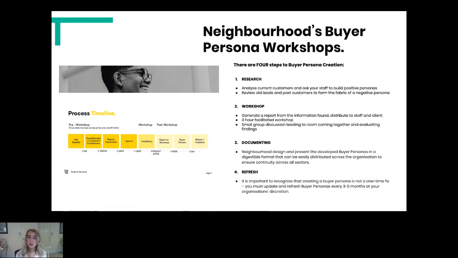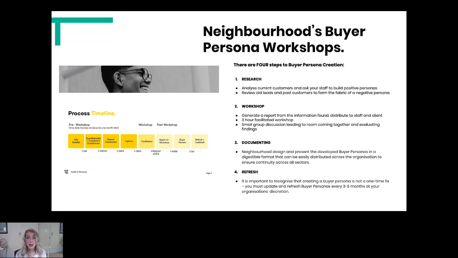We start with research. So we analyze the current customers of a company, ask their staff all the questions about the customers to build out some positive personas. Then we review old leads and past customers that they may not have been that fond of to better form the fabric of a negative persona. Then once we've got all that information, we generate a report from the information and distribute it to the staff and the client company. We then facilitate a 3-hour workshop where we split everyone off into teams of about 3 people. We have a small group discussion, and then we all come together and discuss our findings.